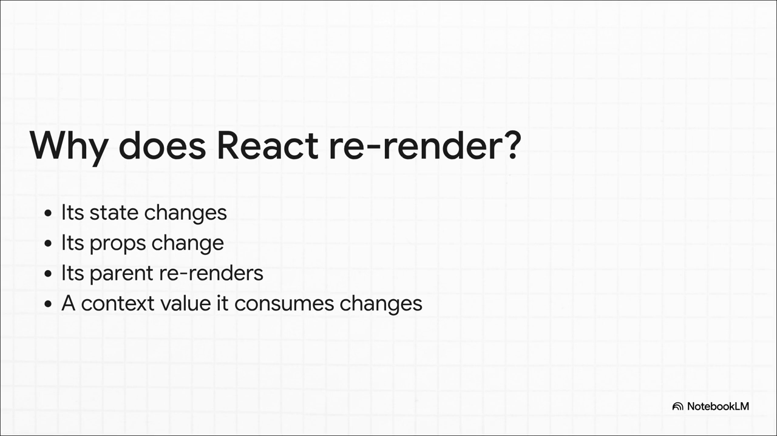But that third one on the list, that's the real troublemaker. A component re-renders just because its parent did. And that can set off this massive domino effect where one tiny change at the top of your app causes dozens of components down the tree to redraw for no good reason. That's the cascade we need to stop.